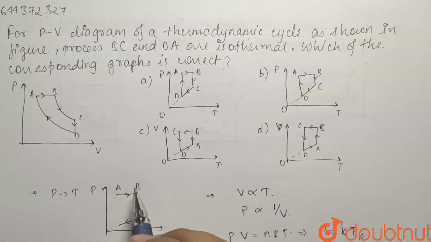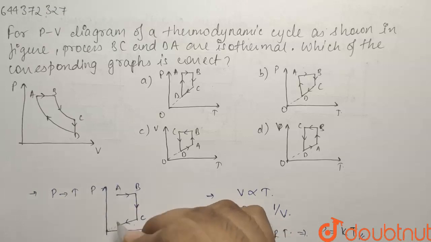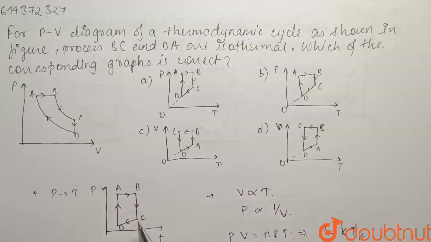And if we talk about the process DA, it was again an isothermal process, so the temperature will be constant, but this time the pressure is increasing, so our curve would look something like this. So if we have a look at the given options, our option A has to be a correct option.